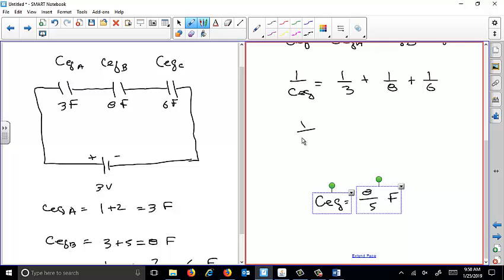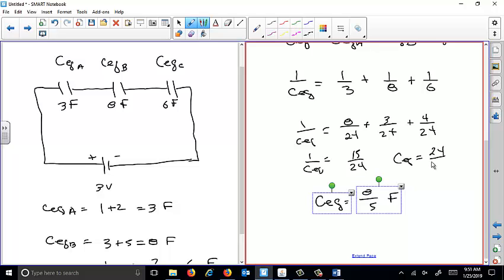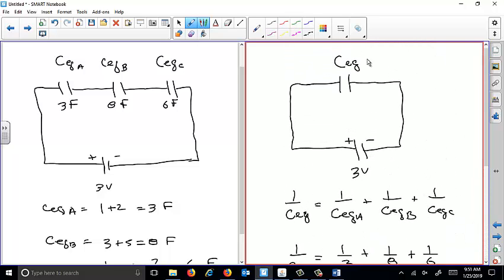Okay, so you get 1 over the equivalent capacitance is 8 24ths plus 3 24ths plus 4 24ths. Because you have to multiply this by 8, this by 3, this by 4 to get 24ths. So when you add those together, you get 15 24ths. So the equivalent capacitance is 24 15ths, which is 8 fifths. Okay, so that is the equivalent capacitance, 8 fifths farads.